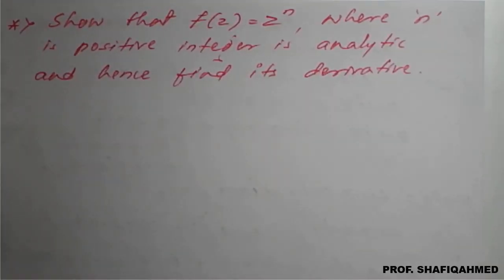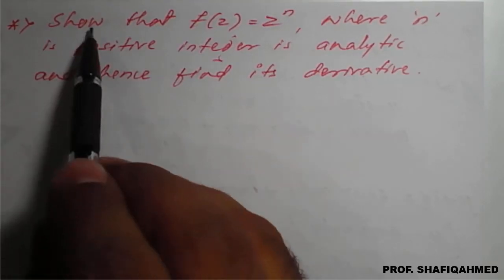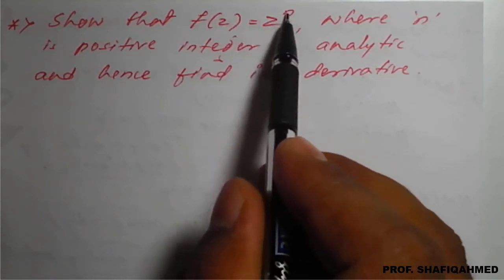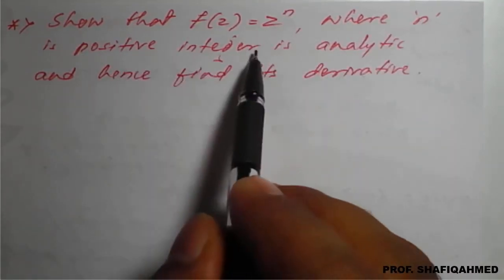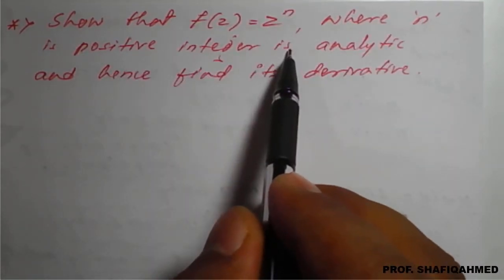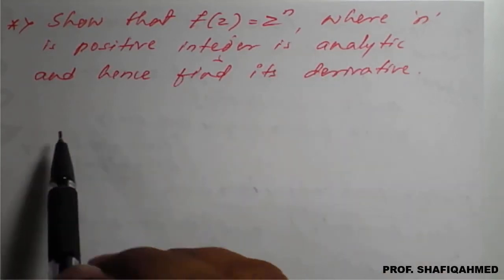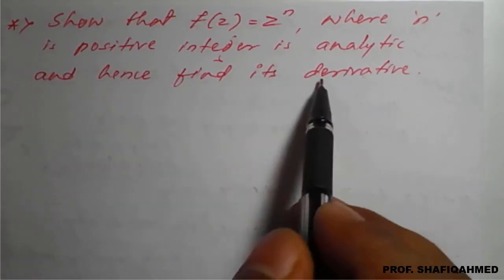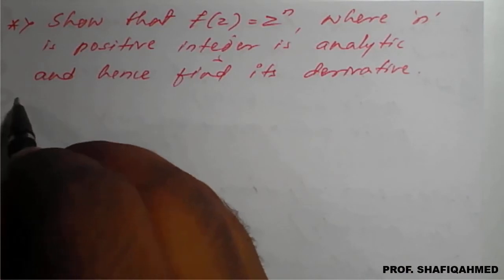Hello everyone. In this lecture, we'll see a problem based on analytic function and its derivative. The problem is: show that f of z is equal to z raised to n, where n is a positive integer, is analytic, and hence find its derivative. The solution.